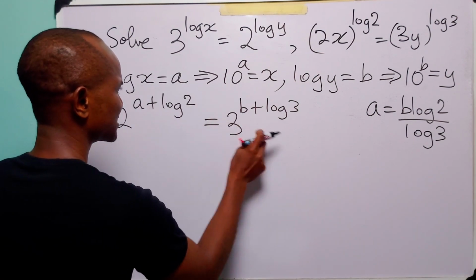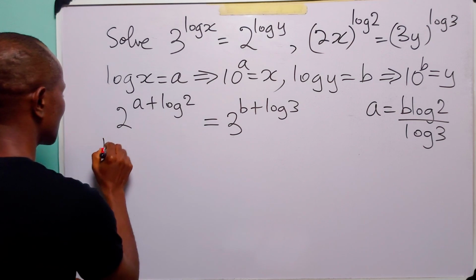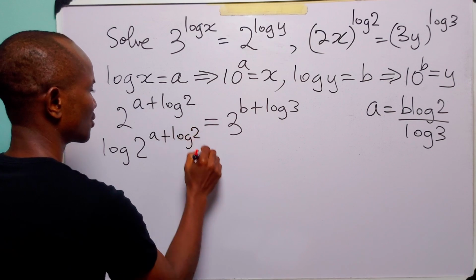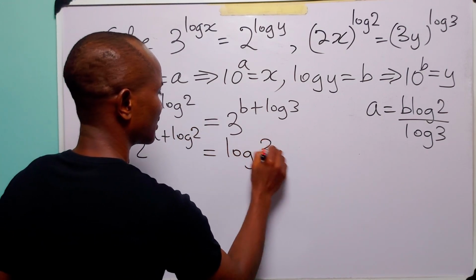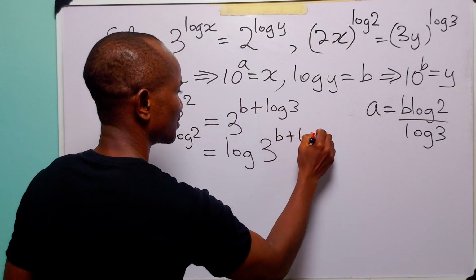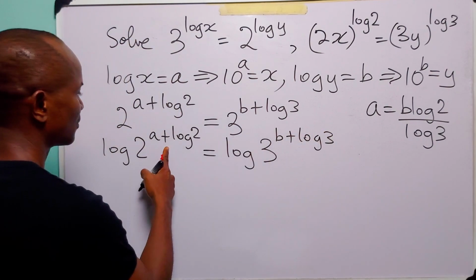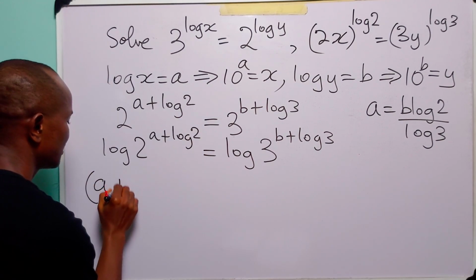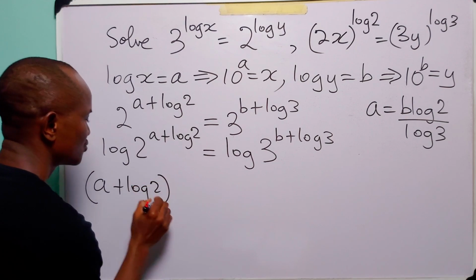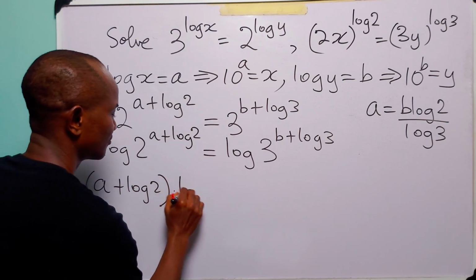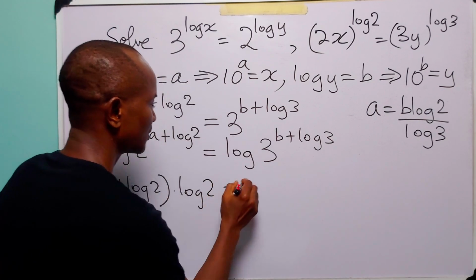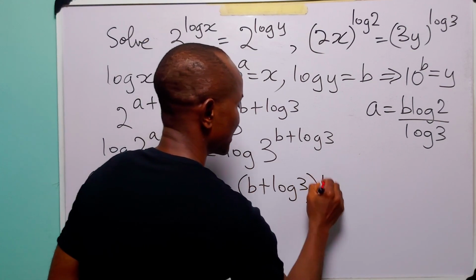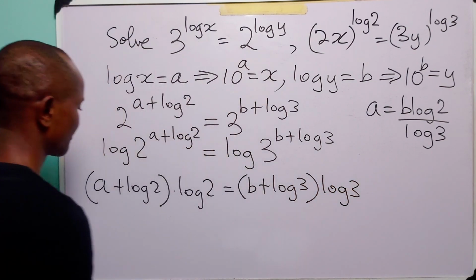Now we can take log of both sides of this equation. When we do that, we have log 2 to the power a plus log 2 is equal to log 3 to the power b plus log 3. And once more, applying the power rule, we have that a plus log 2 multiplied by log 2 is equal to b plus log 3 multiplied by log 3.